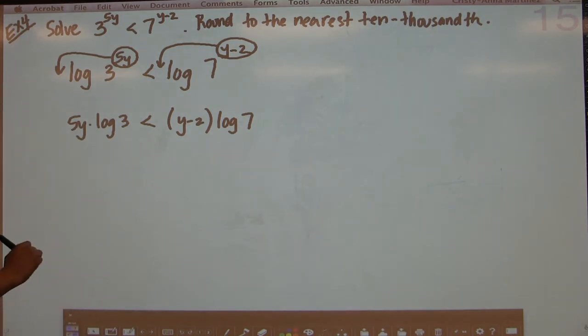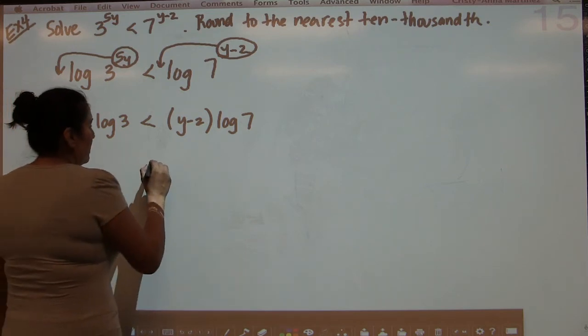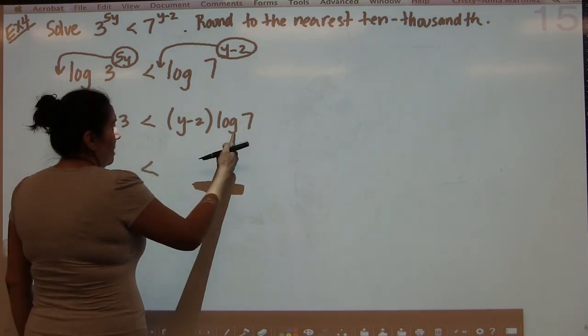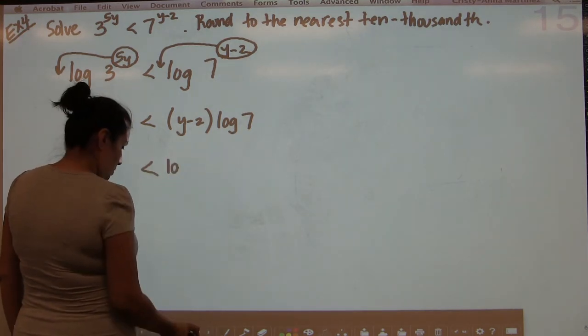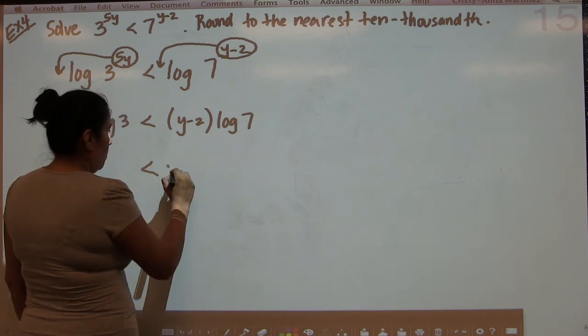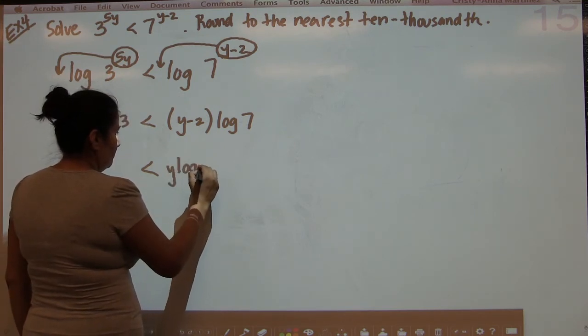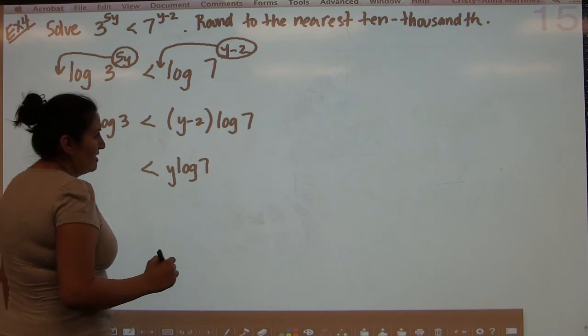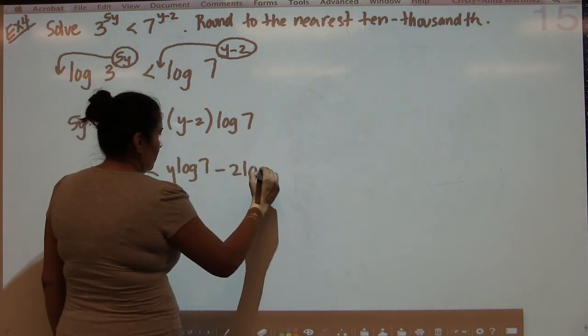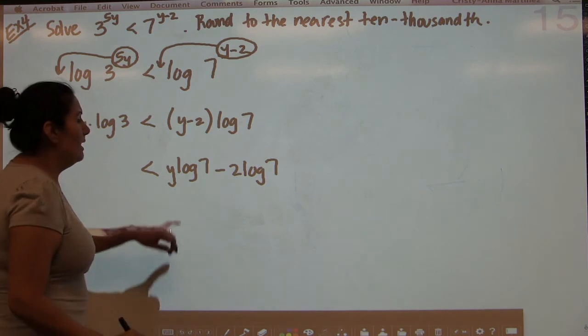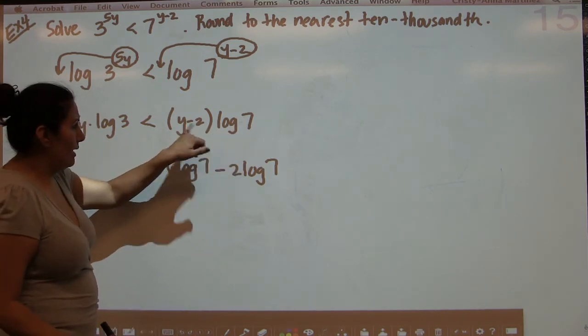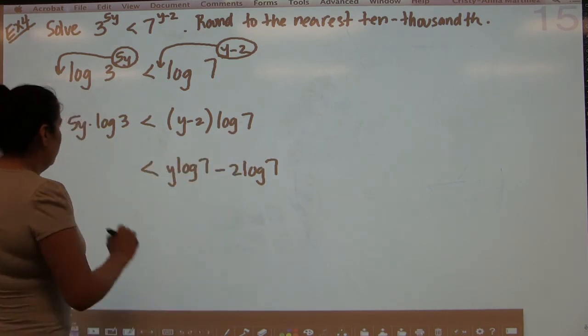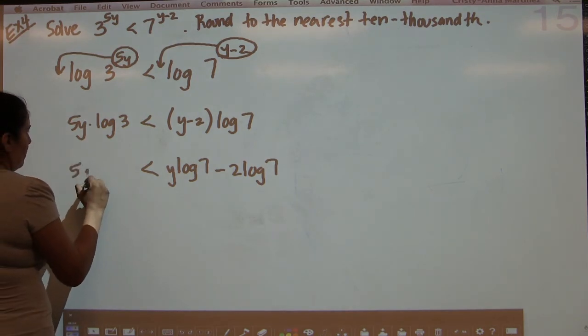All right? And what we want to do is have anything that has a y in it go on the same side of the inequality so you can solve for y, correct? So the first thing we want to do is distribute here. This is log 7 times y, so I'm going to go y log 7. And then log 7 times negative 2 is negative 2 log 7. So all I've done there is distribute the log 7 to the y and to the negative 2 as well. And over here I'm just going to have 5y log 3.